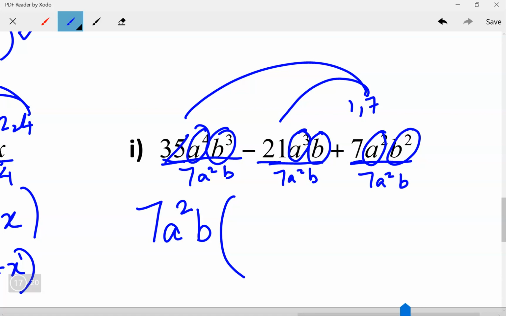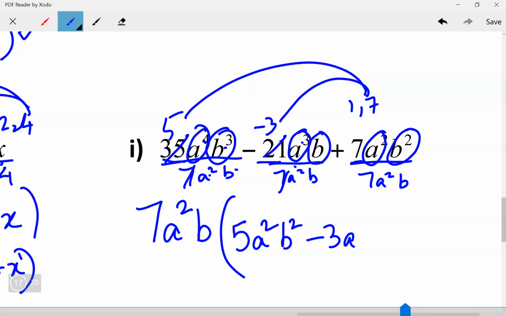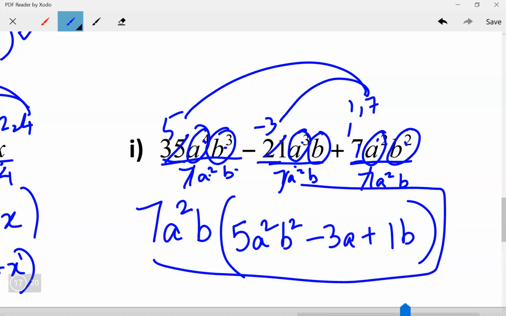We'll see here 35 divided by 7 is 5. 4 minus 2 is 2. 3 minus 1 is 2. Minus 3. 3 minus 2 is 1. 1 minus 1 is 0, so ignore that, or b to the power of 0, I should say. Plus 1. 2 minus 2 is 0. 2 minus 1 is 1. And this is my final answer.